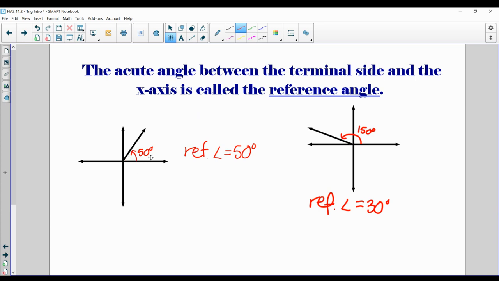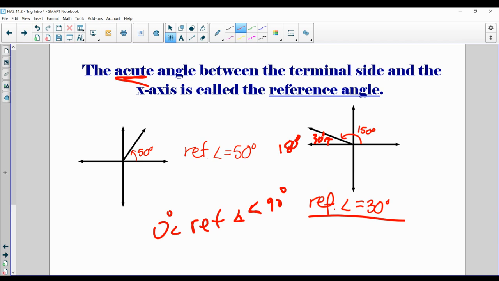So a 50-degree angle in quadrant 1 is its own reference angle. That thing is 50 degrees away from the x-axis. But what if I go over here into quadrant 2? If I have a 150-degree angle, because this right here is 180 degrees, that thing would be 30 degrees away from the x-axis. So the reference angle for that would be 30 degrees. So a reference angle is always going to be between 0 and 90 degrees. That's the angle symbol, sorry, and that's a less than sign. A reference angle is always going to be acute.